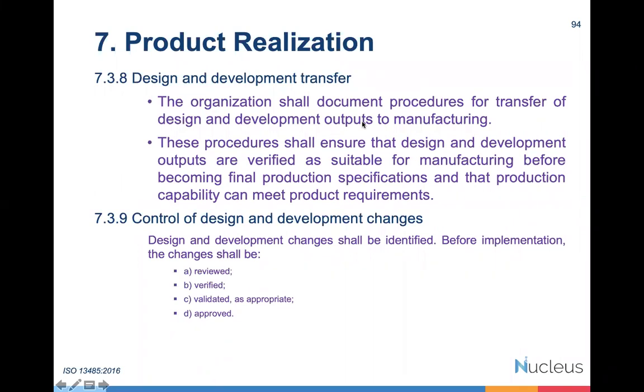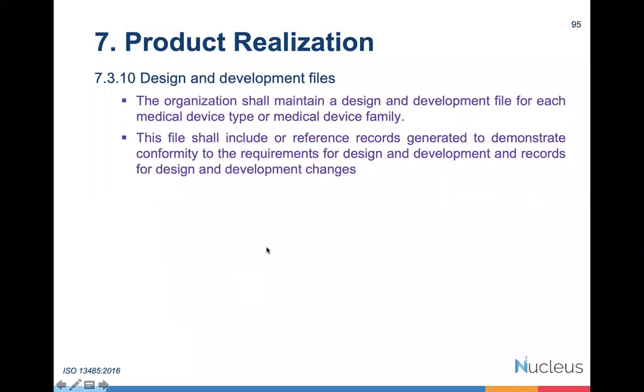Then design and development transfer. This is like a design transfer. Once you prove your design is validated through clinical evaluation or clinical trials, whatever, you need to transfer the complete information to manufacturing. That's what this whole clause is. Then any changes, make sure they are properly reviewed, verified, validated, and approved. Then maintain a design and development file.